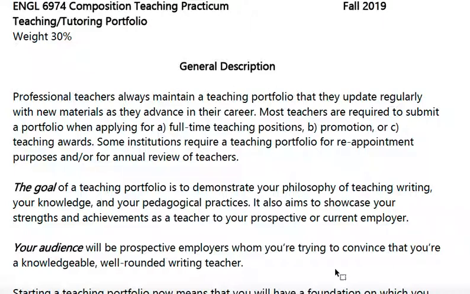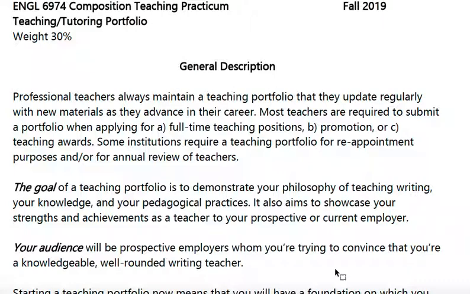So generally speaking, a teaching portfolio is just a showcase of your work as a teacher, your teaching philosophy, how you design syllabus, what others say about your teaching. So this is just to show others that I'm a good teacher. I know what I'm doing. People, including my supervisors, my peers, my students, say good things about my teaching.